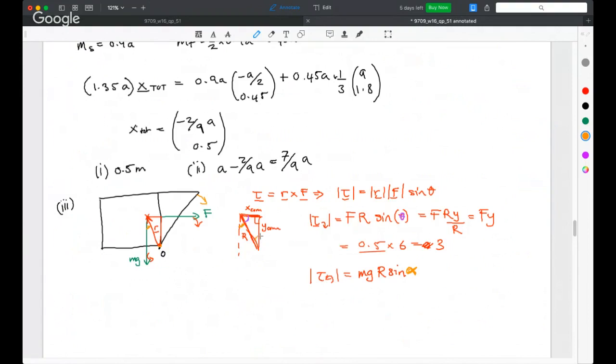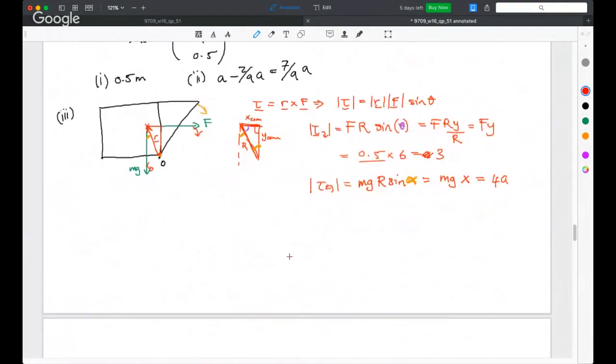And by alternate angle, it's also equal to that angle. So the sine of alpha is x over r. So this is mgx, which is equal to 4a. And now they're telling us that when this force is applied, the thing is just about to topple. So that means that the torques are balanced. So we have that 4a is equal to 3, or a is equal to 3/4. And that's exactly it. And that's the end.